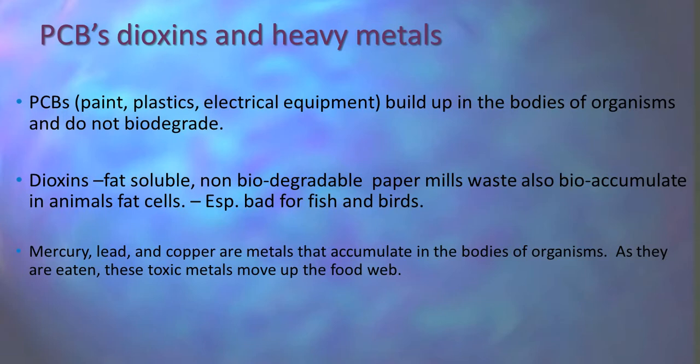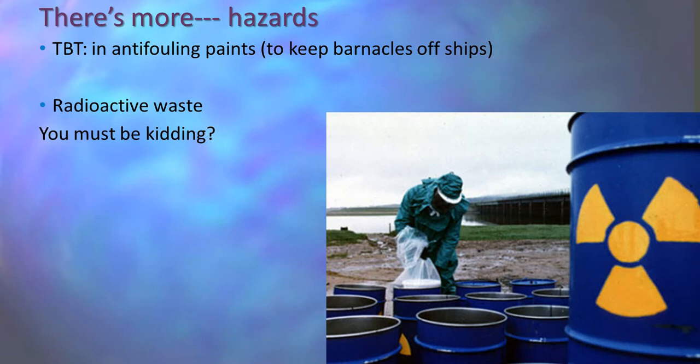So here we go. Mercury, lead, copper are metals that accumulate in the bodies of organisms. As they're eaten, okay, these toxic metals move up the food web. I think now my picture's coming in. Where's my picture? More hazards. We have TBT, which is types of paint. They put it on ships to keep the barnacles off, so it's like a barnacle resistant or whatever.